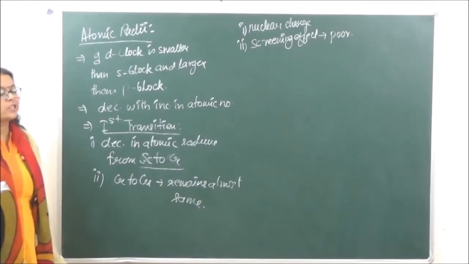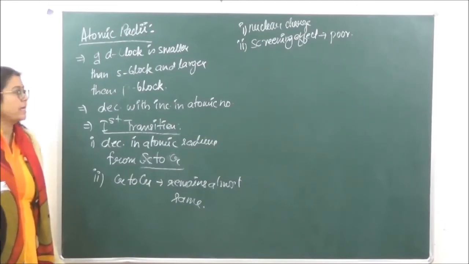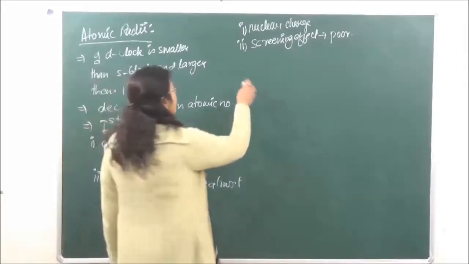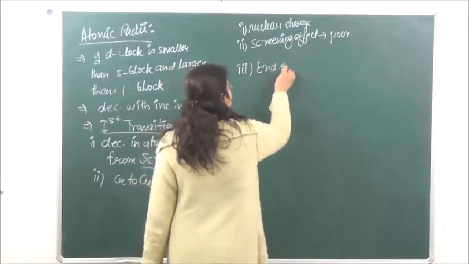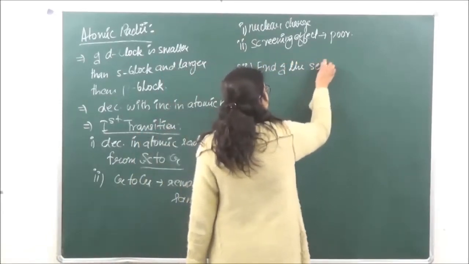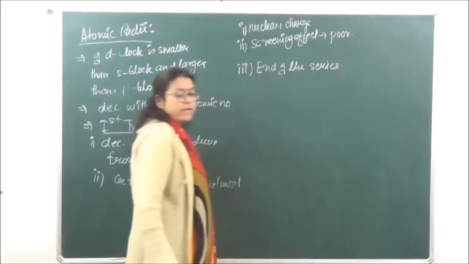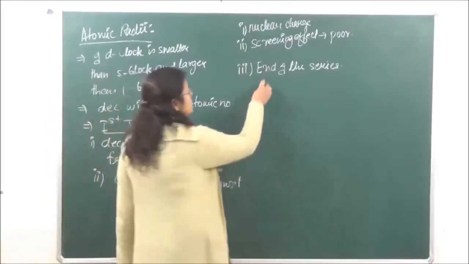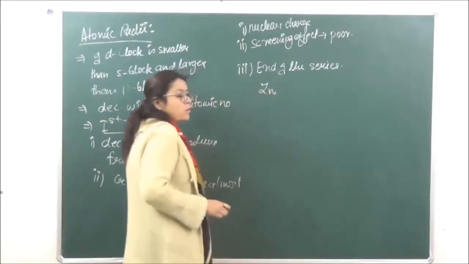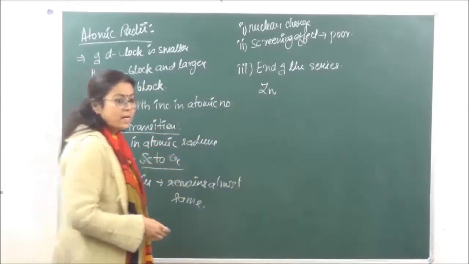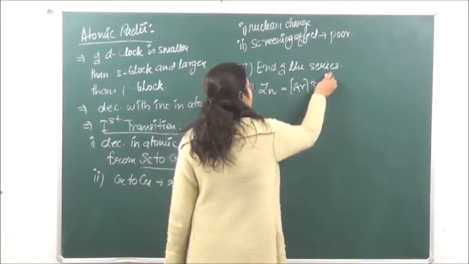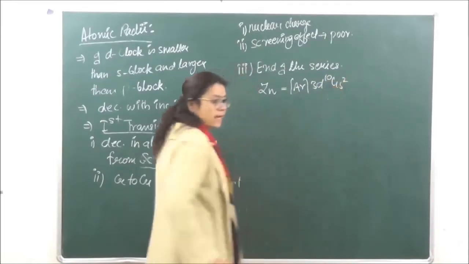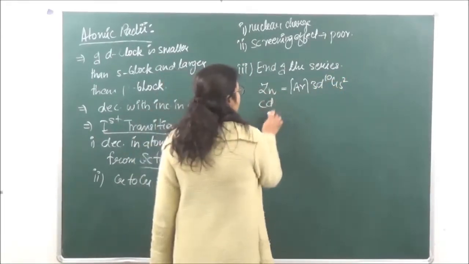And hence there is no change in size. But then when we are going to number 3, the end of the series, for example, when we are talking of the first transition series, we come to the last element, which is zinc. Electronic configuration of zinc, that is argon 3d10 4s2. Okay? In a similar manner, we go to cadmium, we go to mercury.